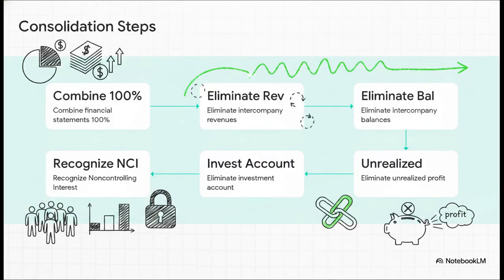Step 1 is an absolute game changer. You combine the financial statements 100%. Even if you only own 60%, you are bringing over 100% of their assets, liabilities, revenues, and expenses. There's no prorating here, it's all or nothing. Next, you've got to clean house by eliminating all intercompany revenues, expenses, balances, and unrealized profits. Then, you eliminate your investment account against the subsidiary's equity, because obviously you can't own an investment in yourself. Finally, you recognize the non-controlling interest.